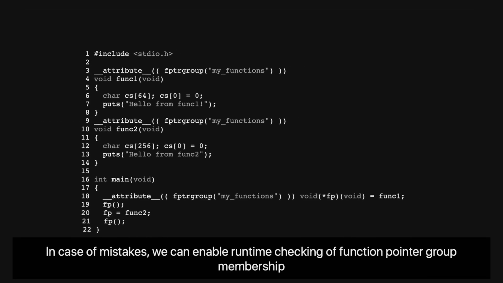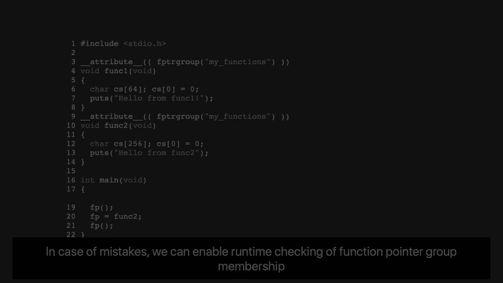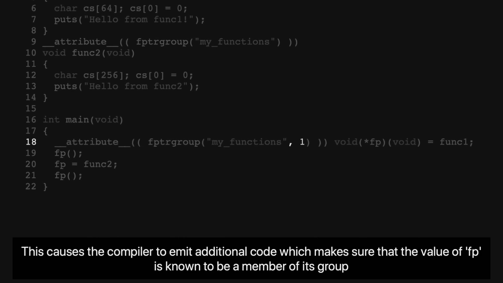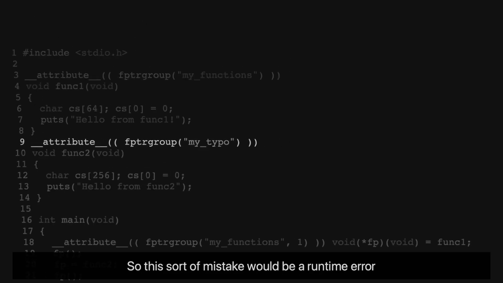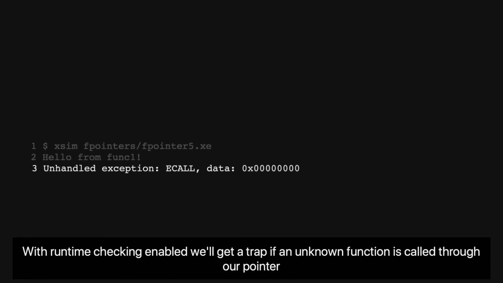It's possible to enable runtime checking of indirect calls, and we do this by passing the second argument to the attribute on our function pointer. Calls through this pointer will now be checked at runtime, and if the pointer refers to a function which is not in the correct group, a trap will be raised. This means that this sort of mistake would cause a trap, as we can see here when we run our application. Note that runtime checking is relatively expensive, it should be used sparingly, and might not be appropriate for release code.